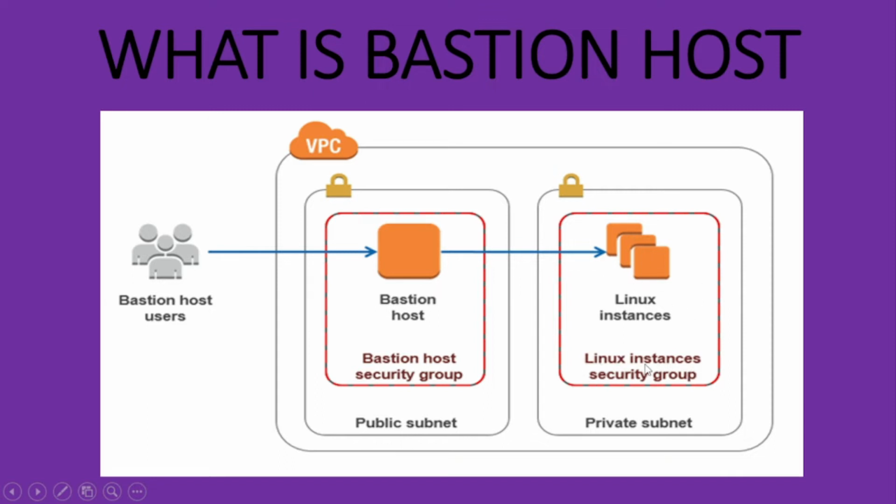instances, and these are the Linux instances' security group. So it has a separate security group, and this has a separate security group. We need to configure this security group as well as this security group, so that the user can easily access these private instances through the Bastion host over the AWS private network. So now let's go ahead and create all this.